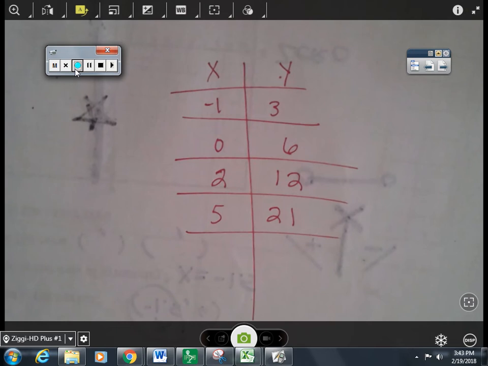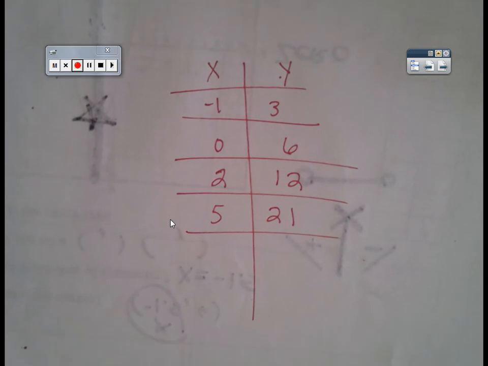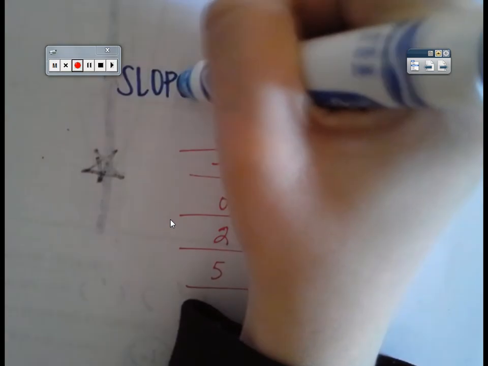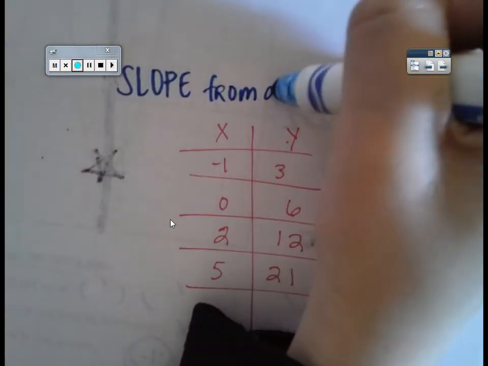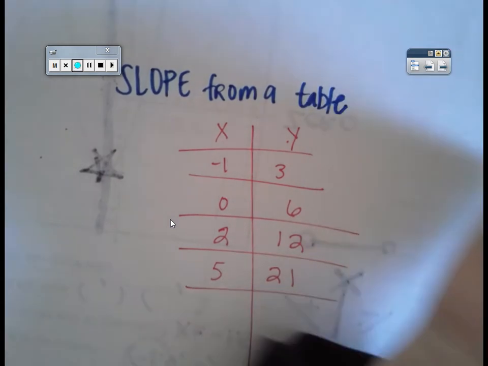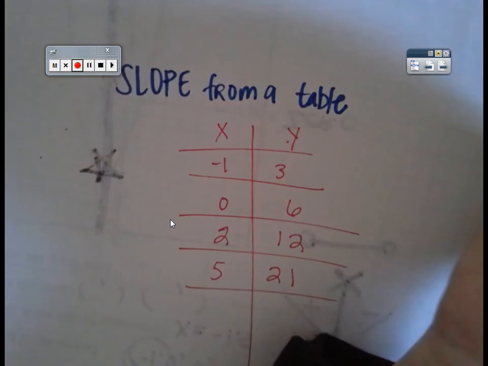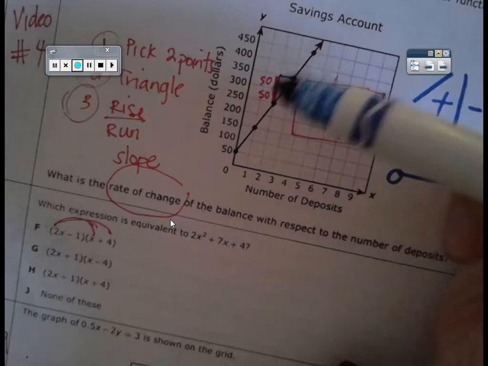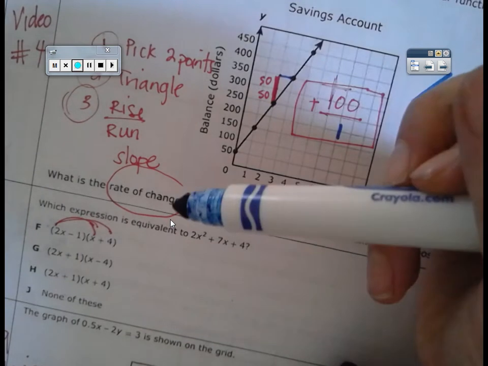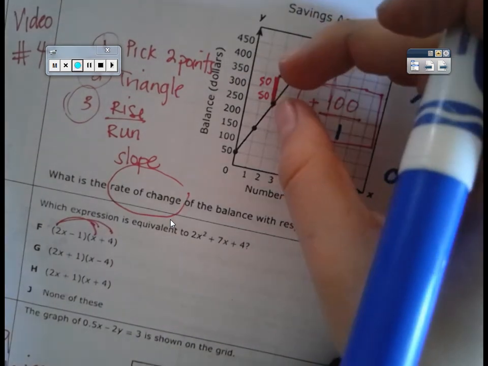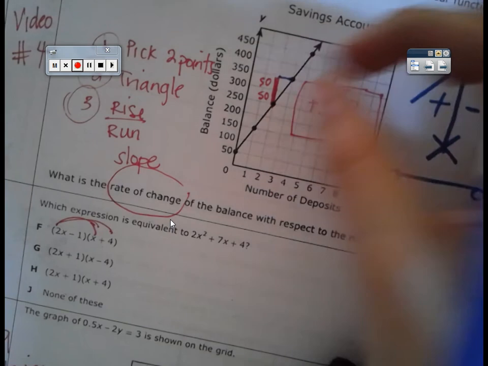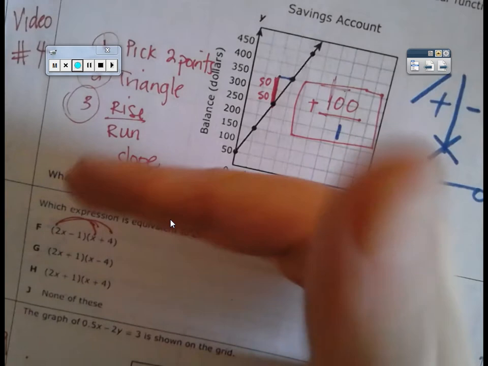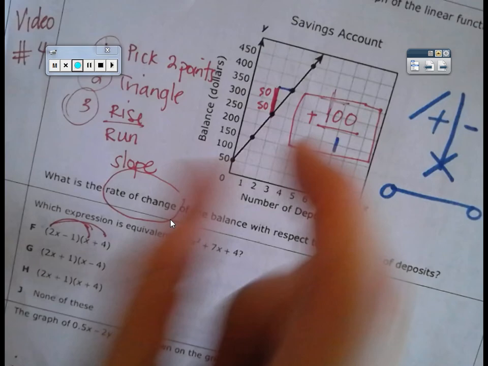What we're going to talk about today is slope, and we're going to be getting slope from a table. Alright, so slope, if you can remember, or if you've watched my other video about slope from a graph, slope is measuring the steepness. It's also called the rate of change. It's measuring the change in y versus the change in x. So y values and x values. Okay? It's measuring that difference between those two.